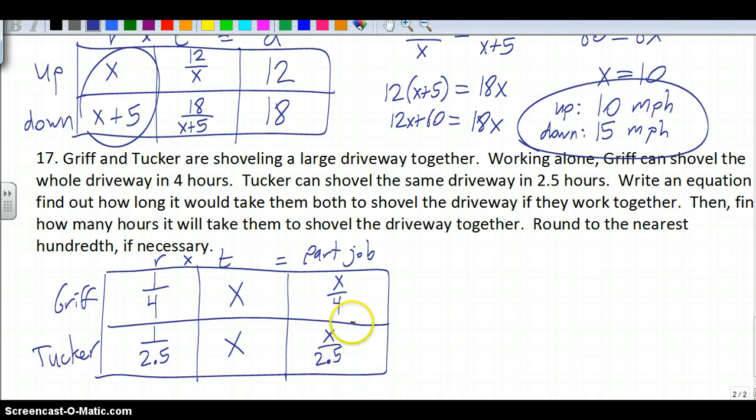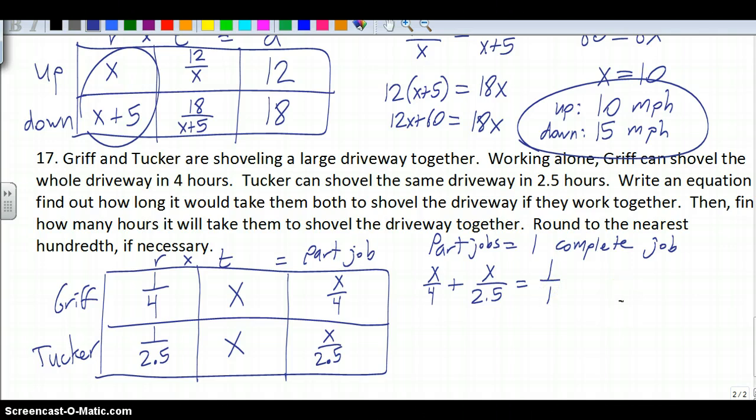Are part jobs equal? No, not everybody does the same job in the same amount of time. But part jobs always equal 1. They always add up to 1 complete job. Very, very important. So that means x over 4 plus x over 2.5 equals 1 over 1. And then you just need common denominators. Multiply this one by 2.5, multiply this one by 4, and this one by, well, what's 4 times 2.5? That would be 10. So you get 2.5x over 10 plus 4x over 10 equals 10 over 10, right?